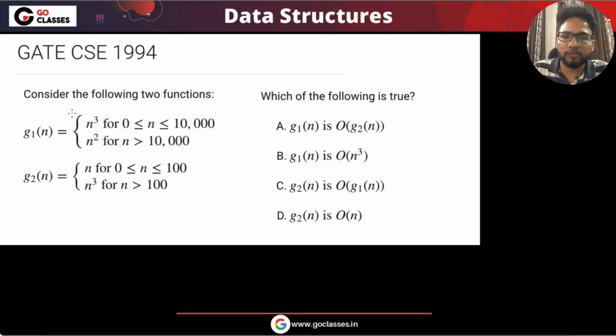Now let's solve this question. In this question they are saying G1n is this and G2n is this, and they are comparing G1 and G2, right? In these kinds of questions you might get confused about what to do, like this n is less than or equal to that and n is greater than that, right? These are just something to confuse you.